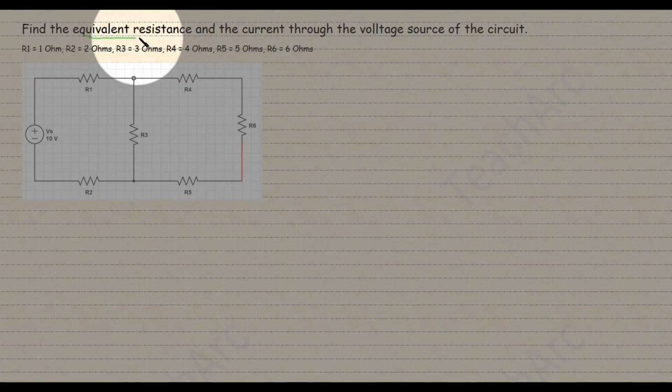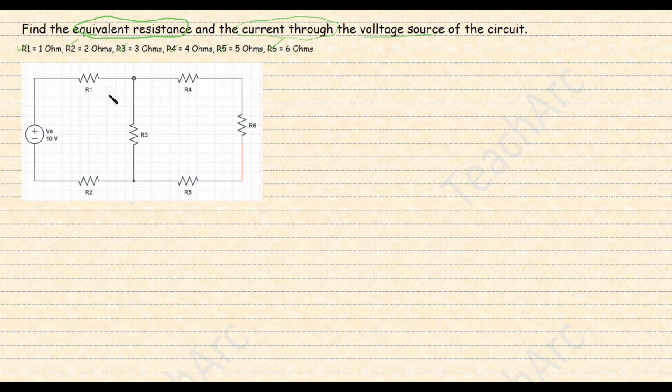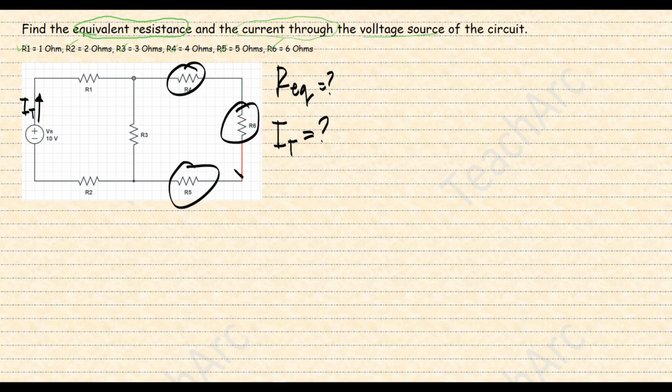Find the equivalent resistance and the current through the voltage source of the circuit. The values of the resistors are given below. This problem is not that difficult, so before applying the arc method, let's try the regular one and let's compare the answers later on. So we are asked to solve for the equivalent resistance and the total current running through the circuit.